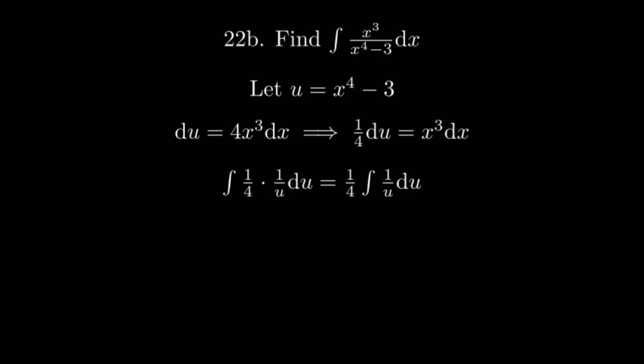The integral of 1 over u is the natural logarithm of the absolute value of u. Finally, substitute back x to the 4th minus 3 for u. So the result is 1/4 times the natural logarithm of the absolute value of x to the 4th minus 3 plus c. Let's move on to question 23.